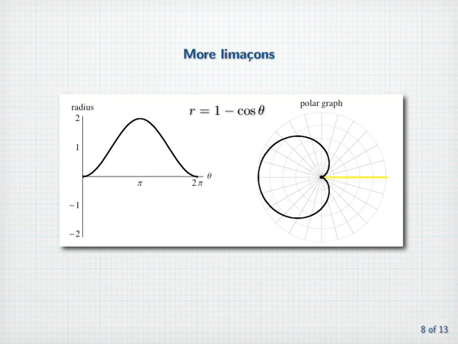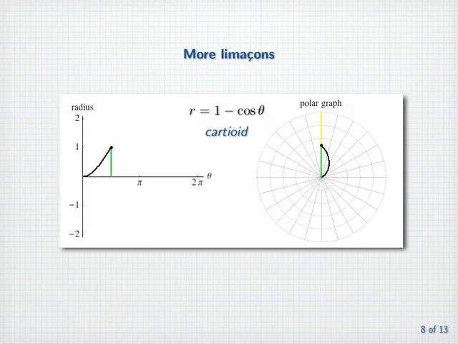Here are the rectangular and polar graphs. This special case of a limacon is called a cardioid because of its heart-like shape. Now let's watch as the polar curve is traced out as theta goes from 0 to 2 pi.